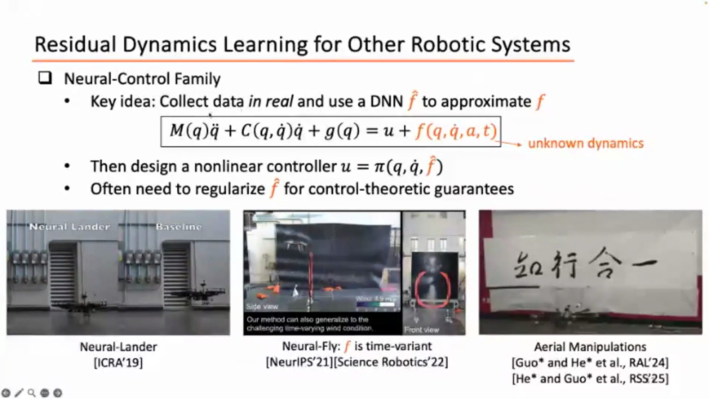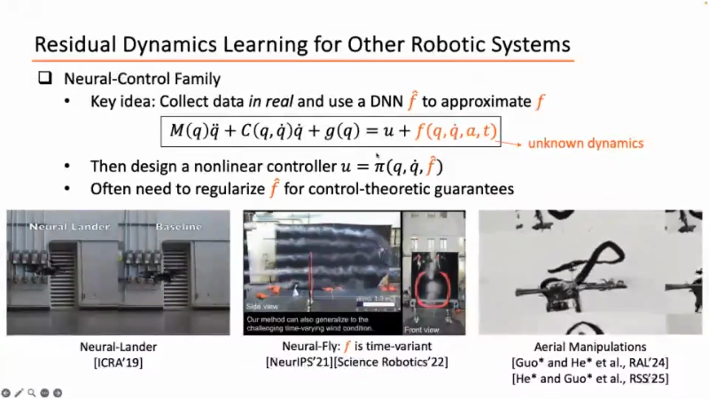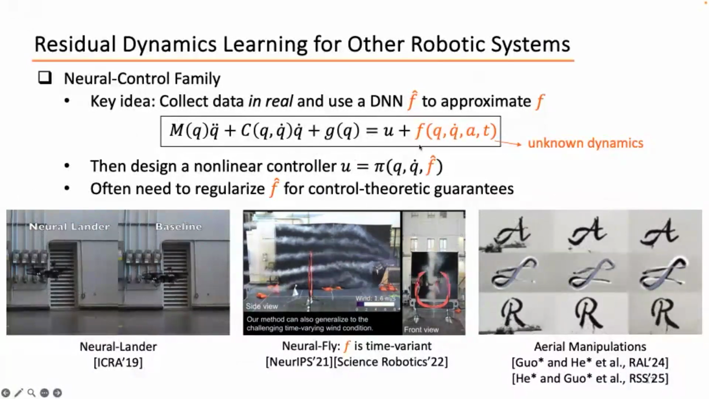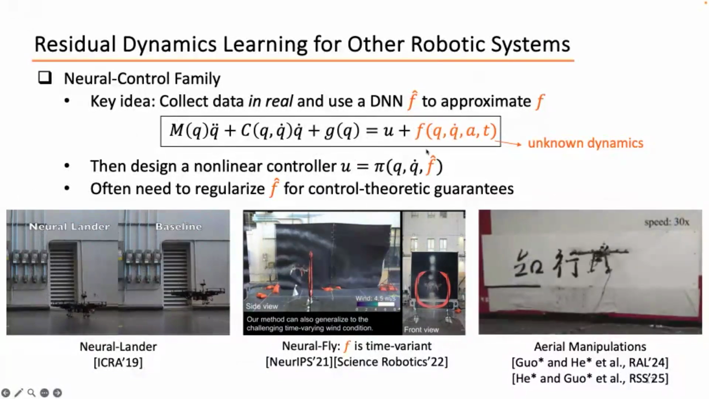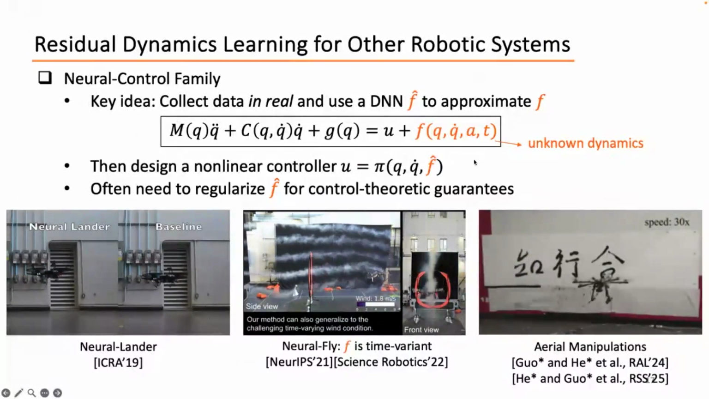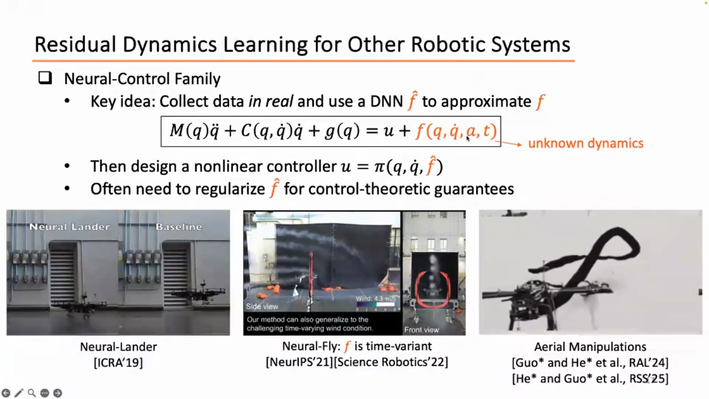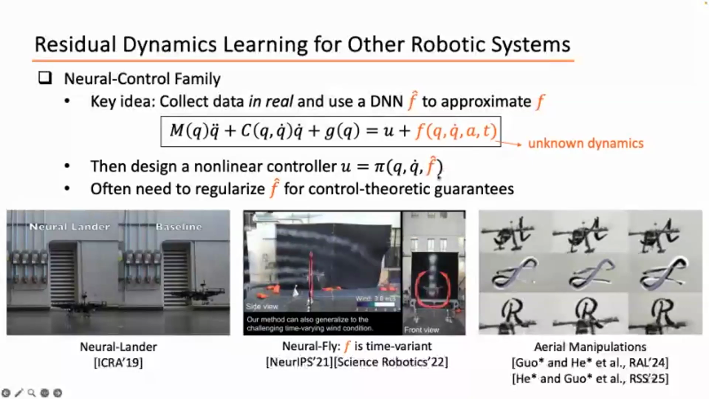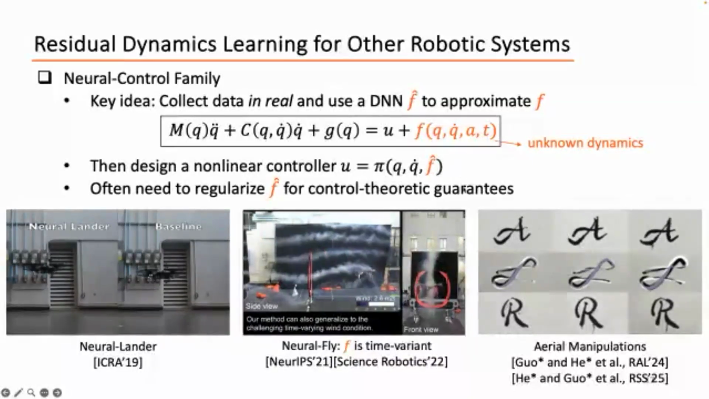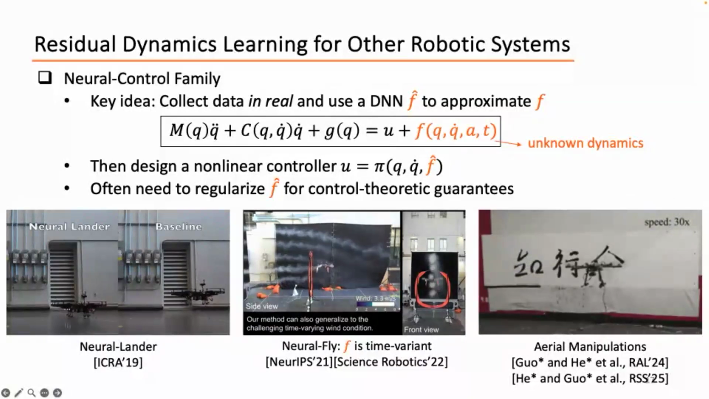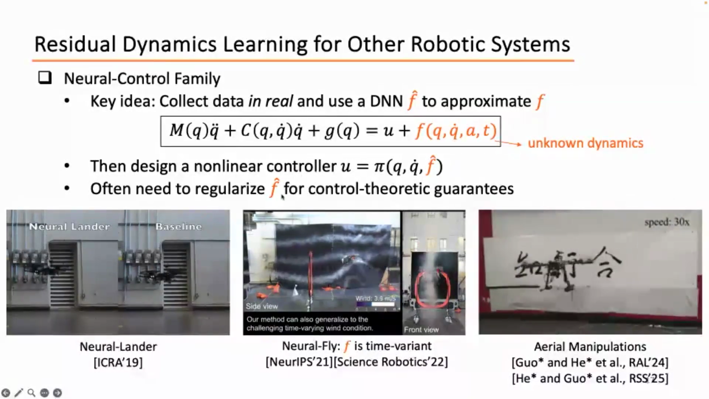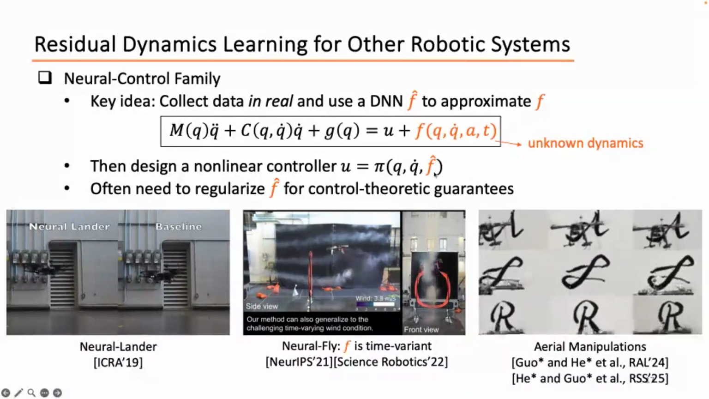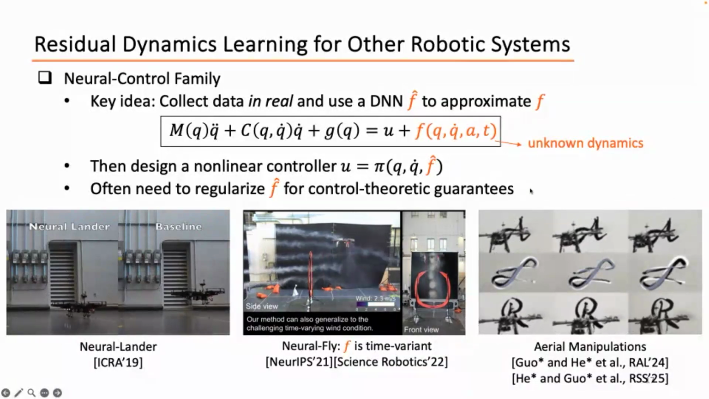So what we did is we start from this, the black part of the equation, the simulation, right? The Euler-Lagrangian equations, very standard. But this equation is not accurate. The F is the residual dynamics, which is the annoying part. For example, aerodynamics. So we learned a neural network F hat to approximate this F. You can think of this F hat as a residual world model. And once we learn this F hat, we design a controller, pi, which is conditioned on F hat. And sometimes we need to regularize F hat for control theoretic guarantees.